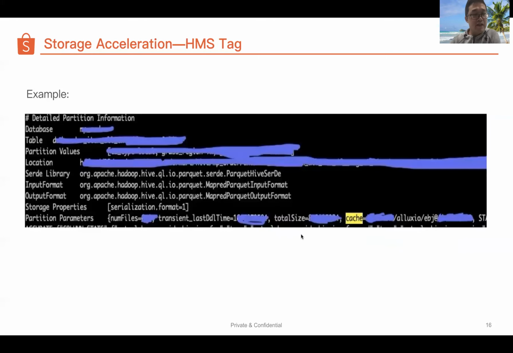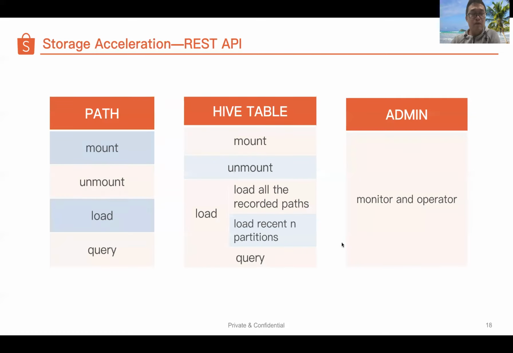We can see an example. Let us focus on the partition parameter. The key is cache, and the value is the data center, Alluxio, EBG, and name service. We also supply a REST API. They are path, hot table, and admin. The path and hot table have the same commands, such as mount, unmount, node, and query.